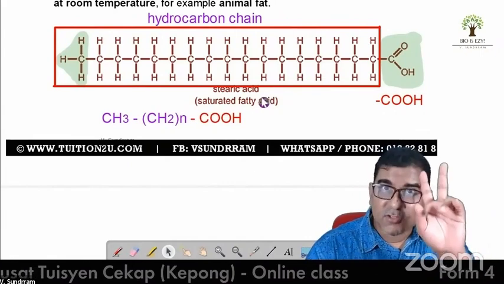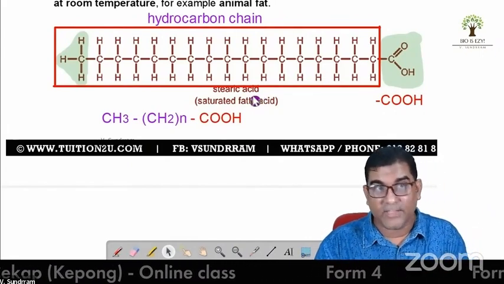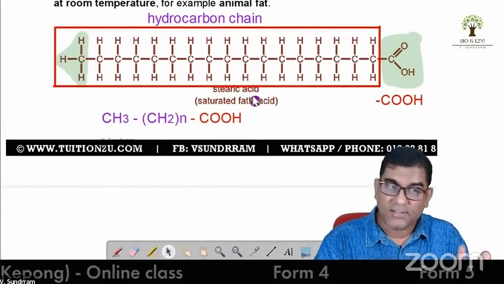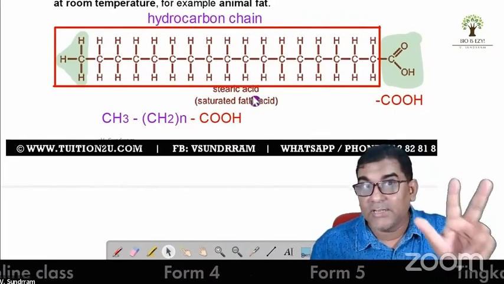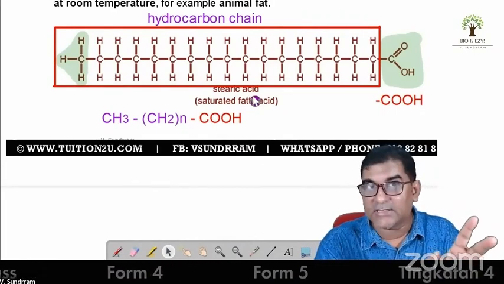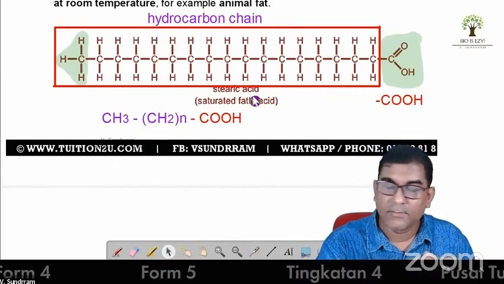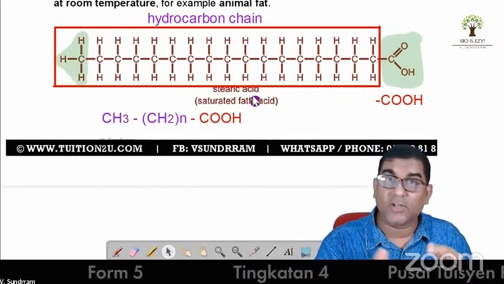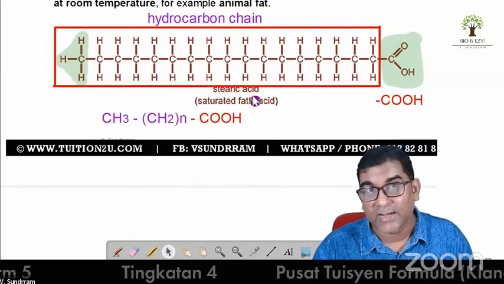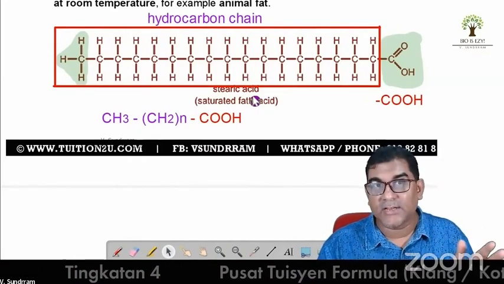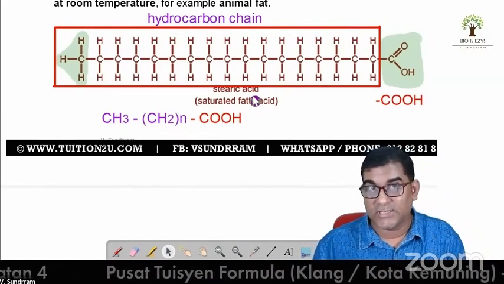Fatty acid has two types. We are learning about lipid. The main lipid has a few types: triglyceride, steroid, and phospholipid. Three lipids we need to explain: triglyceride, phospholipid, and steroid. We are explaining the first one, triglyceride. To form triglyceride, we need fatty acid. Fatty acid has two types.